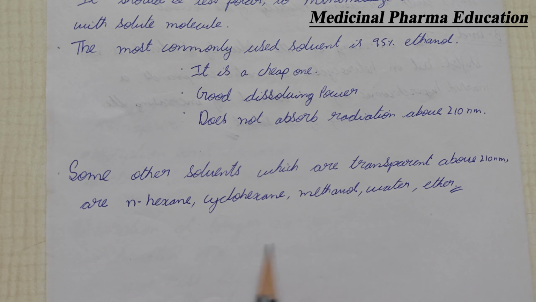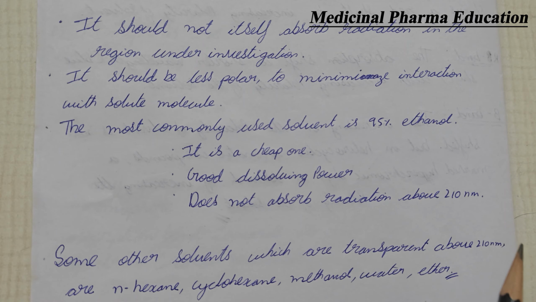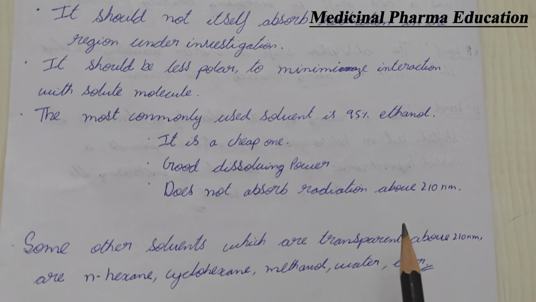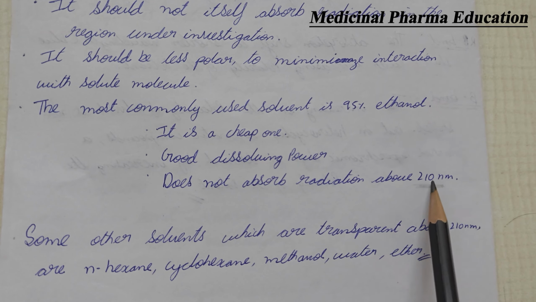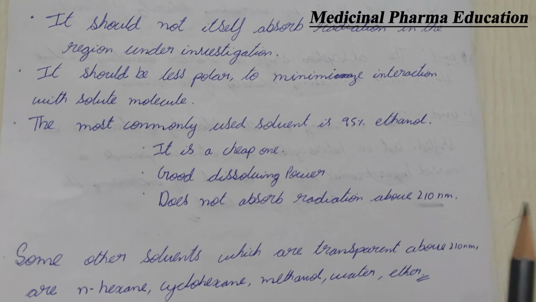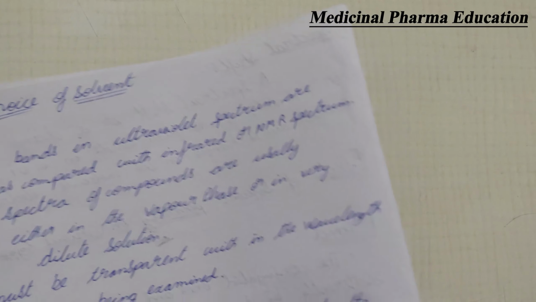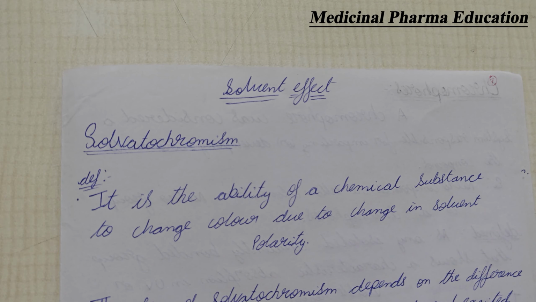So these are the solvents used in UV visible spectroscopy, and the choice of solvent is based upon the selection of radiation which is above 210 nanometer, where the radiation is not absorbed by the solvent. This is the concept in the choice of solvent. Next, the important topic, solvent effect.